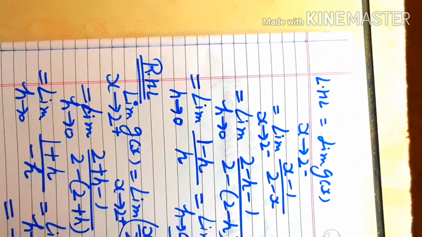So we are getting 2 points of discontinuity, 1 and 2. So this function is discontinuous at these 2 points, 1 and 2. So the 2 points of discontinuity are found.